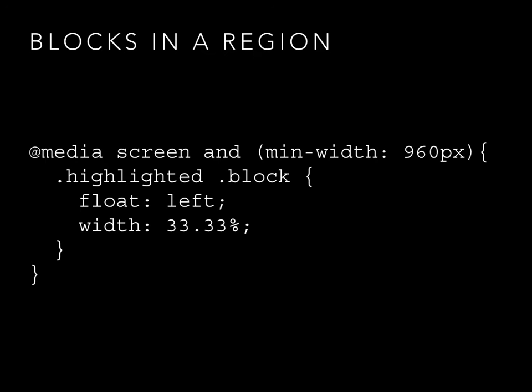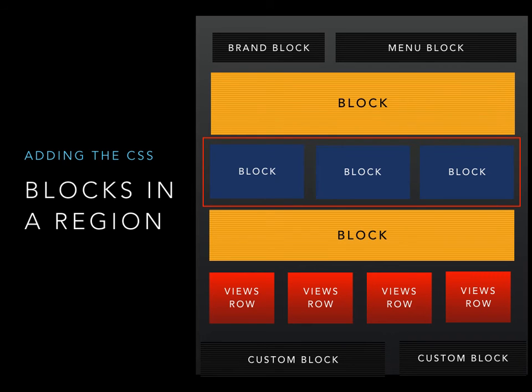But if we're adding CSS like this to our theme, we're really making assumptions about how the configuration and theme work together. So we do need to have some documentation that's going to tell the site builder, hey, if you put blocks into this region, this is going to be the result. You're going to have this layout.